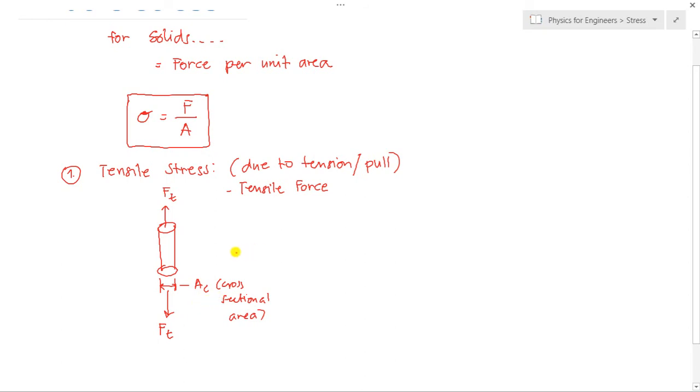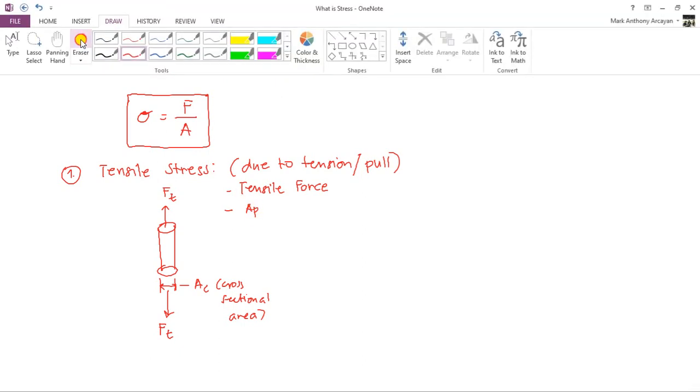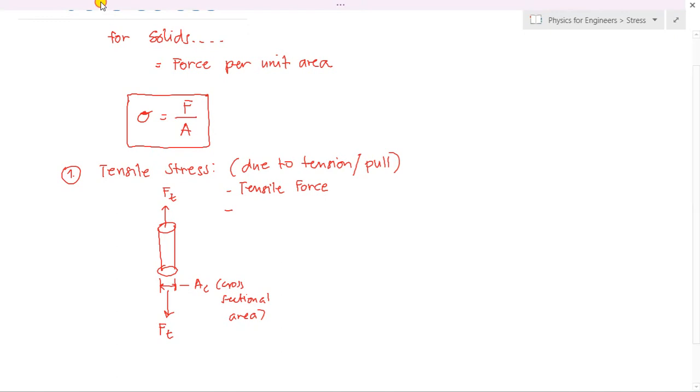So, it stretches. And then, for tensile stress, our force is applied, or Ft. This is for tensile stress. Our Ft is applied.